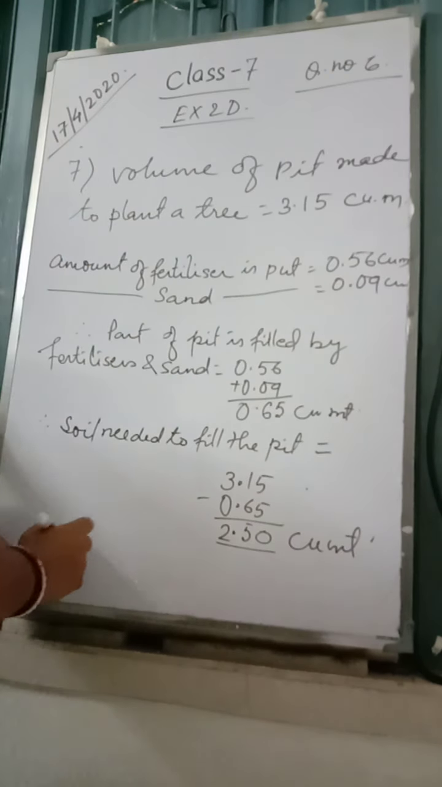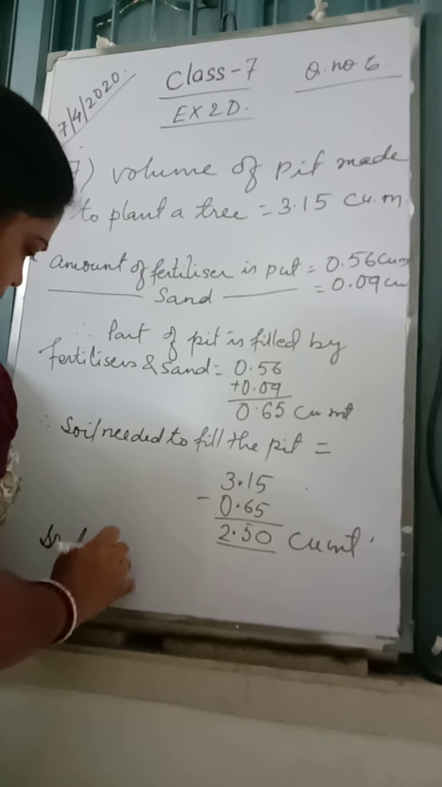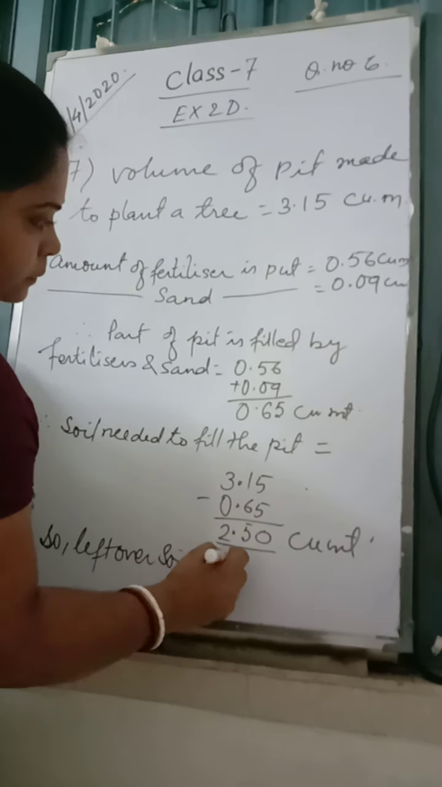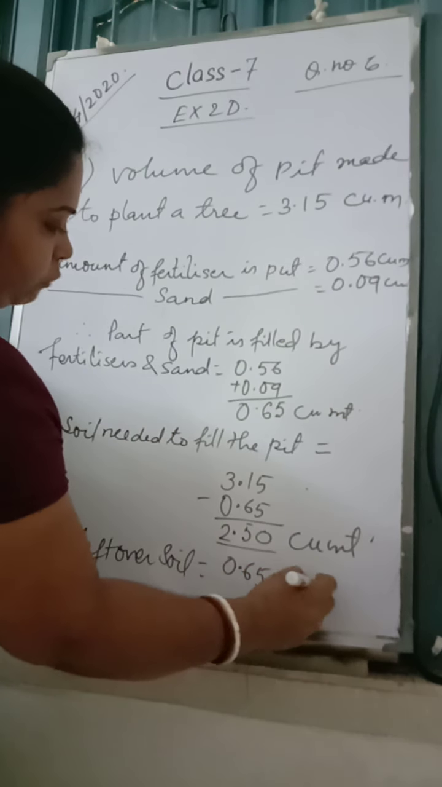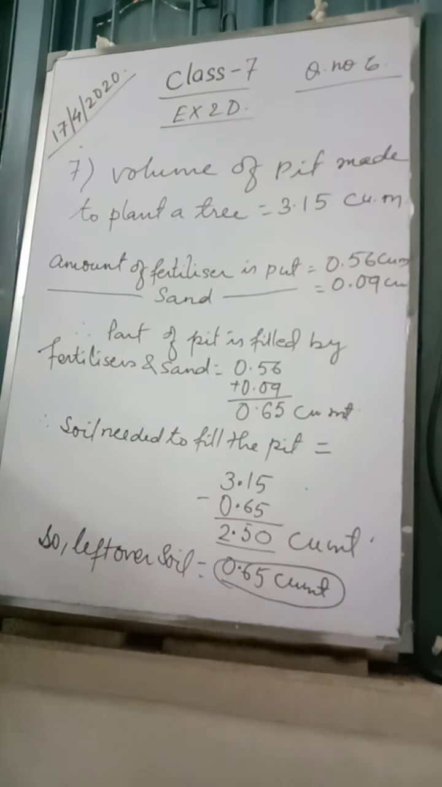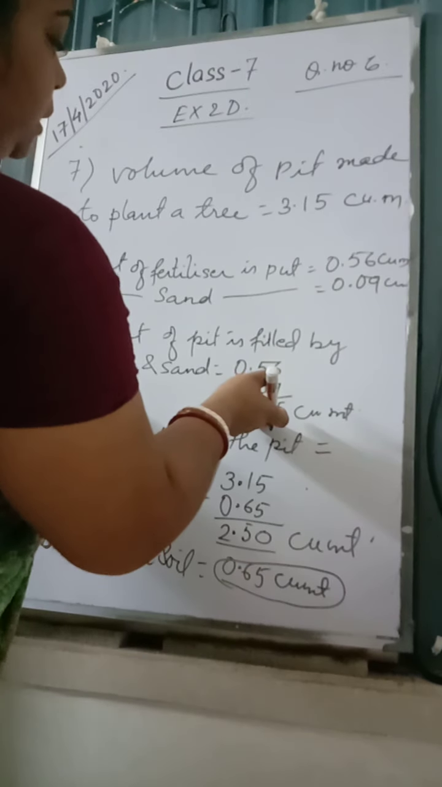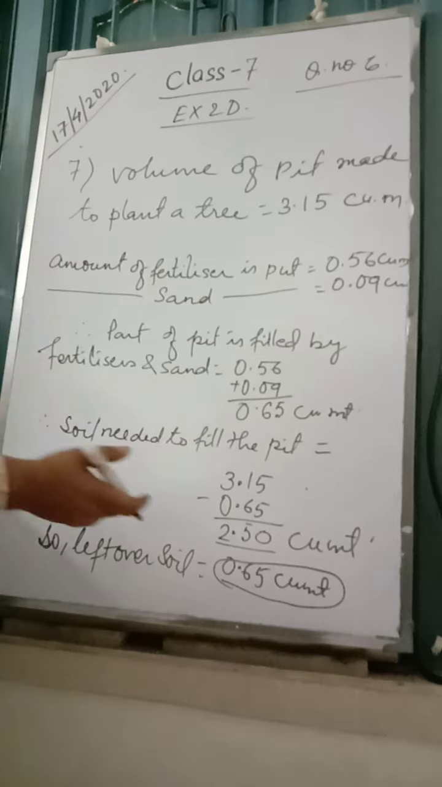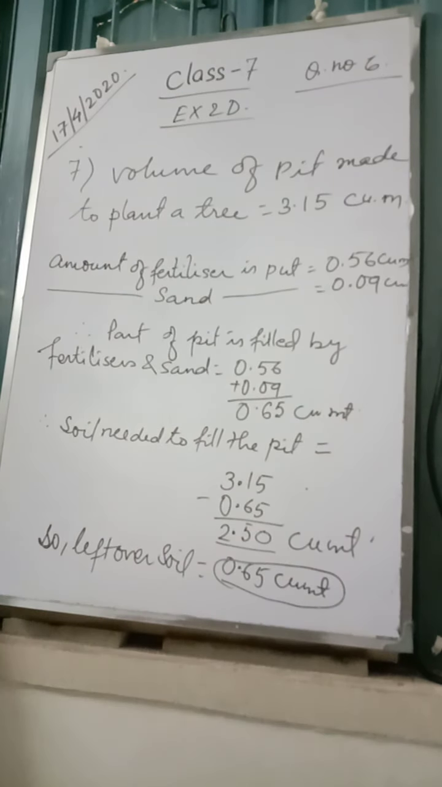So the leftover soil is 0.65 cubic meter. What amount that sand and fertilizer is filled, that much soil will be left. Nothing to find, it is already found. It is this much sand and fertilizer that is put, so that much soil will be left over. If you want, you can subtract 3.15 minus 2.5, you will get 0.65.